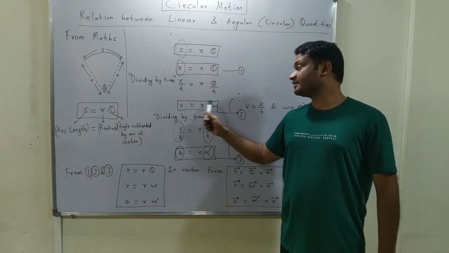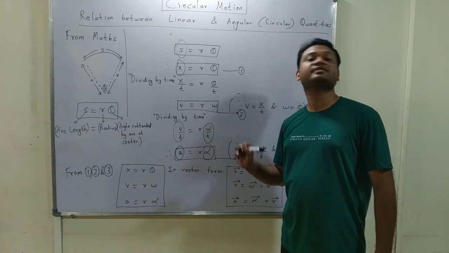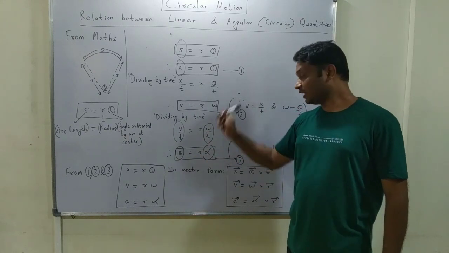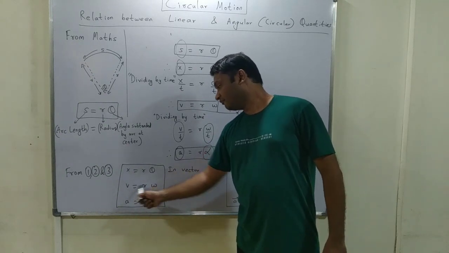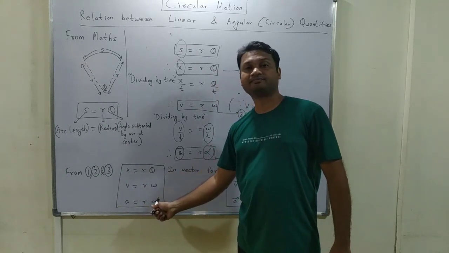Second relation, v is r omega. Third relation, a is r alpha. I am writing all this in this tabular form. X is r theta, v is r omega, a is r alpha.